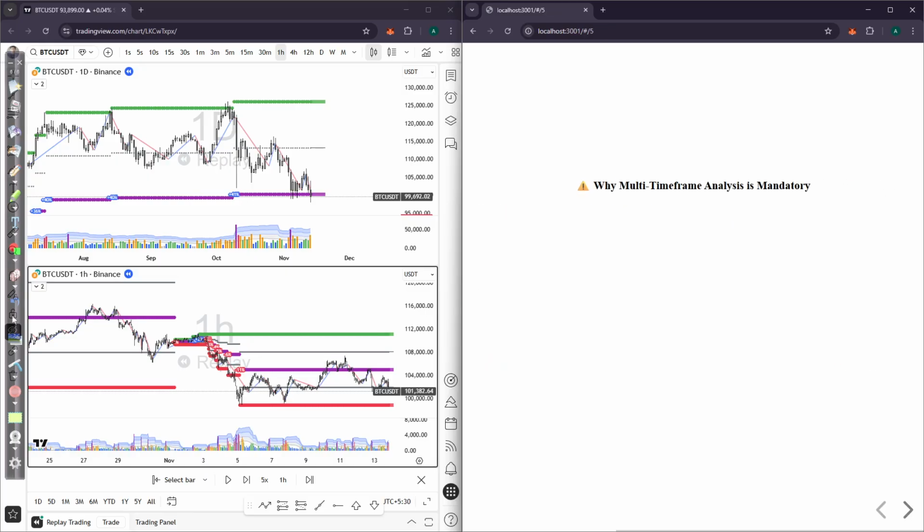Okay, and I have built it that way so that it's less confusing or less complicated. Okay. And most importantly, it's more probable. It gives high probability trades. Okay, so why is multi-time frame analysis mandatory?